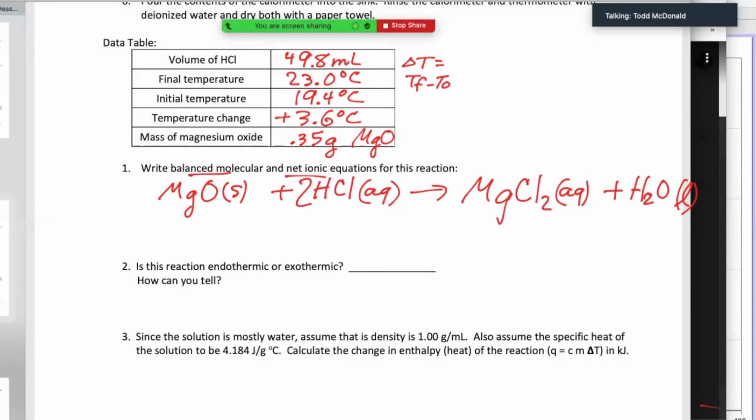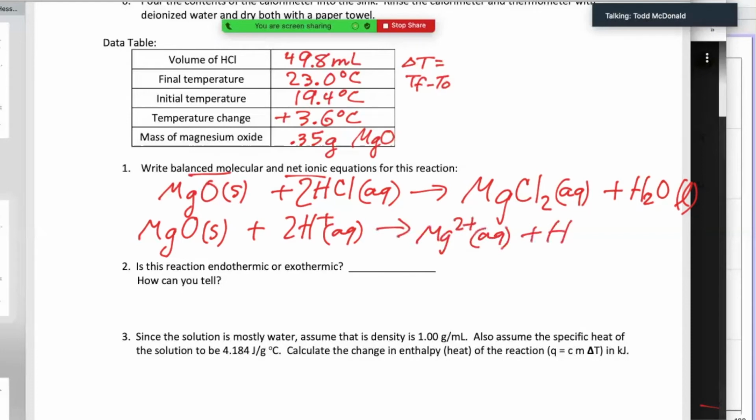Remember, we do not break up solids, so our MgO, magnesium oxide, stays intact. However, our strong acid, HCl, does break up. And on the other side, magnesium chloride would also break up. So we're going to end up having our 2 hydrogen, but our chlorines actually go away. They're spectators. On the right side over here, we have Mg2+, which is aqueous. And then we do have water still. Remember, it's a liquid, don't break it up.